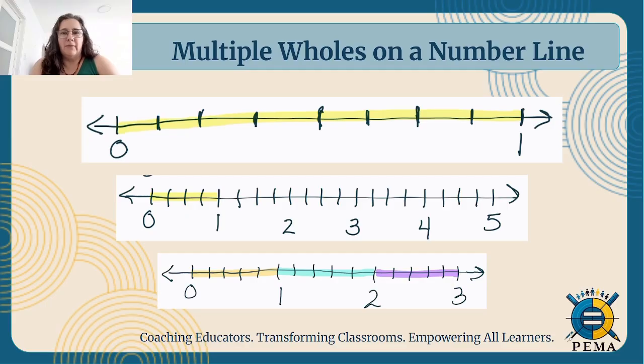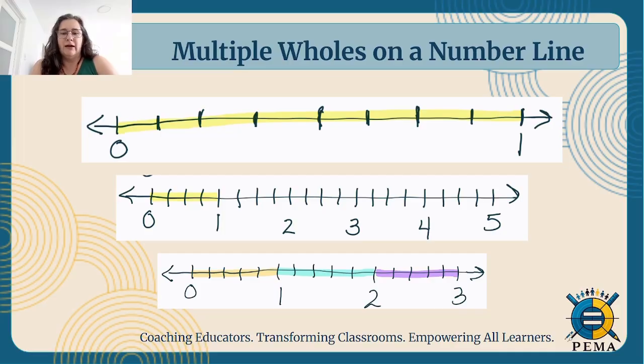The next thing I want to talk about is multiple wholes on a number line. So on the top of the screen, you see typically what students in 3rd grade use as far as one number line representing 0 to 1, and they can count the number of units on the number line, and that's going to tell them the units. So in this case, there are 8 parts or 8 units that make the whole, so it's eighths.